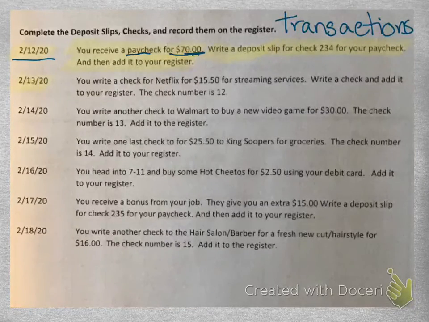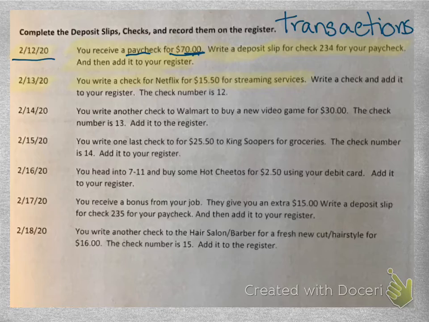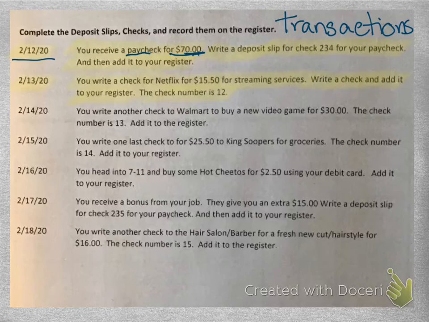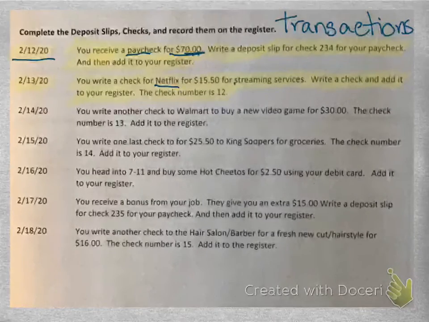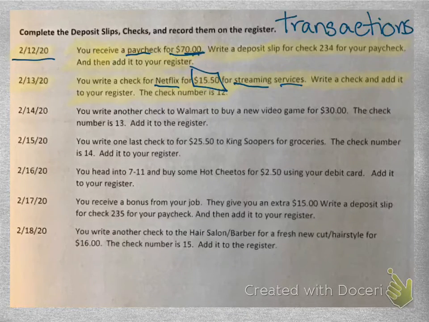My next transaction happened on February 13th. It says you write a check for Netflix for $15.50 for streaming services. Write a check and add it to your register. The check number is 12. So this time I'm writing the check. No one's writing it to me like this one where it says I received a check. This time I'm writing the check. That means I'm paying for something. And I'm paying for my Netflix streaming services. I'm paying $15.50. And my check number, the number of the check that I'm writing, is number 12.